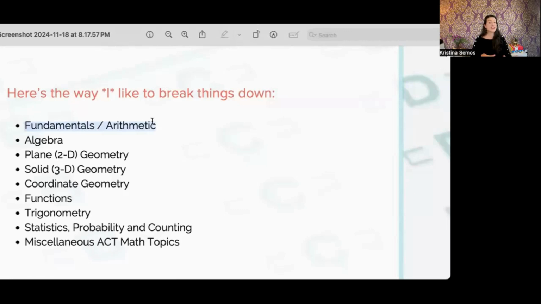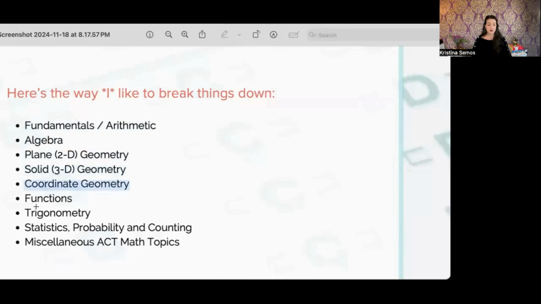We have fundamentals in arithmetic, which I will go through in way more detail, but just so you know: fundamentals, arithmetic, algebra, plane or two-dimensional geometry. Then there's solid or three-dimensional geometry, which shows up too.